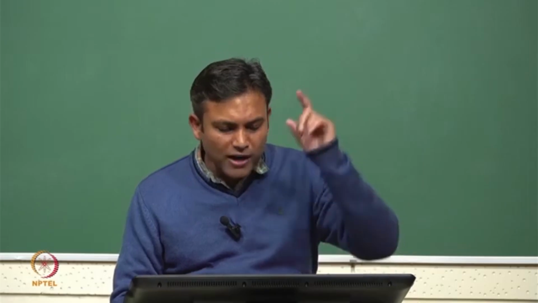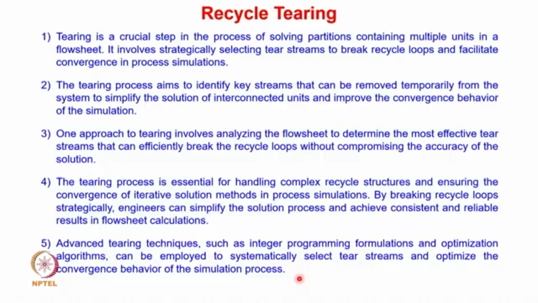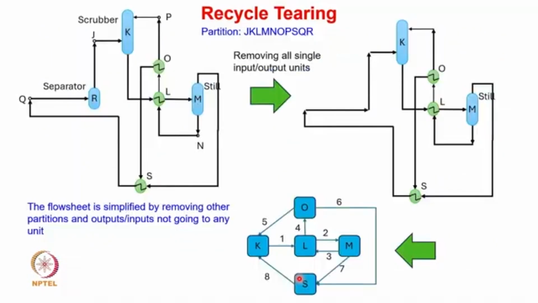This set cover problem is a combinatorial problem, and this combinatorial problem can be solved by using integer programming. Once we solve this integer programming problem, we get the optimized number of tiering streams. This we can use, and based on that we can break the entire flow sheet and perform the calculations in a sequential manner. So let's look at the same example.